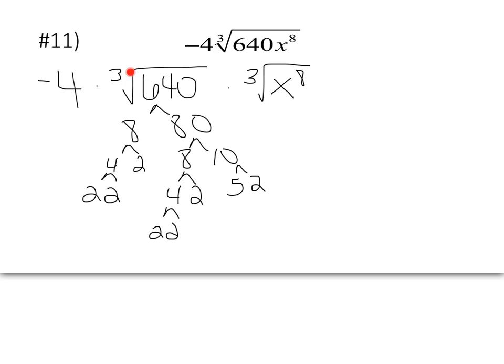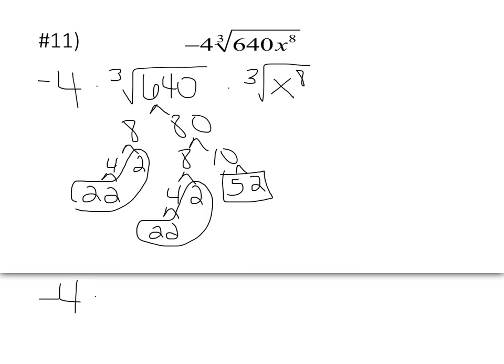So now because your index is 3, you're looking for sets of 3. So that's one, and that's one. And then these stay inside, and you'll multiply them together. So that means I have negative 4 times, you've got 1 set, 2 sets. So that means you're going to bring both of them out, which is 2 times 2, so that's 4. And then it's always going to be the cube root, because that's what you started with, and 5 times 2 is 10.